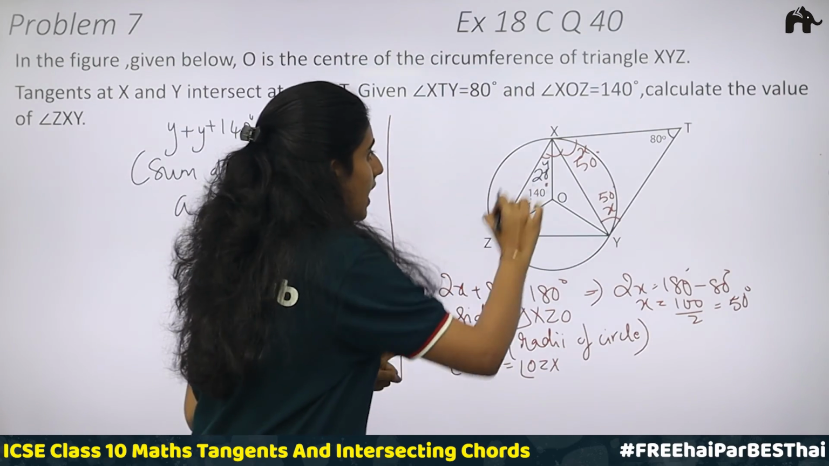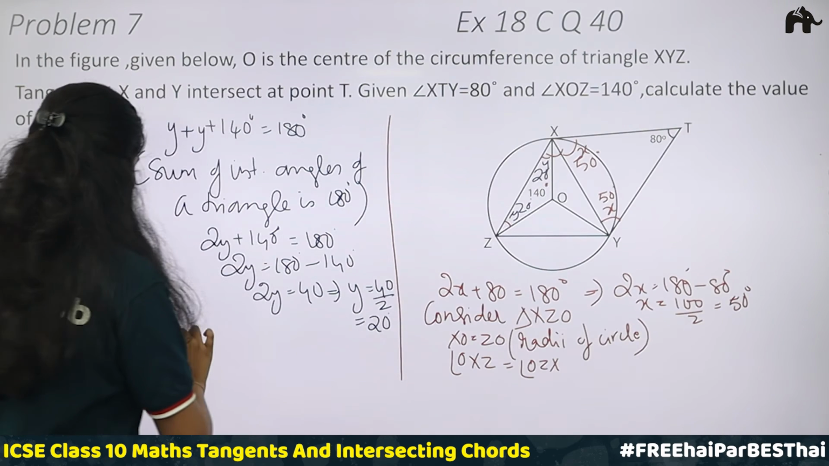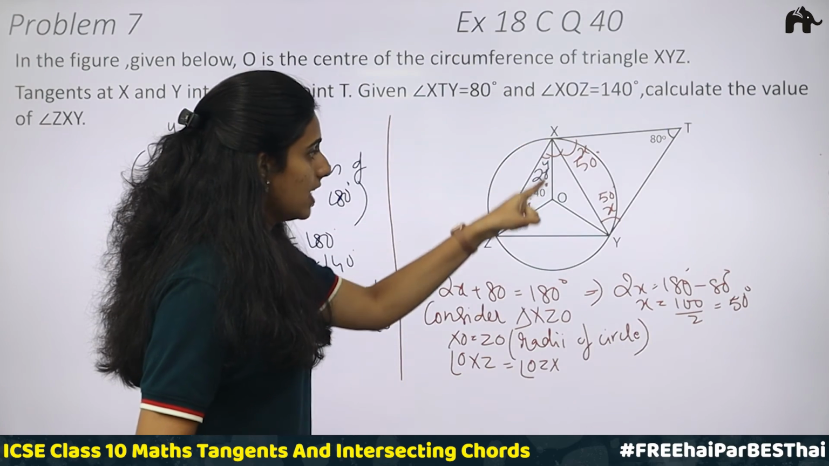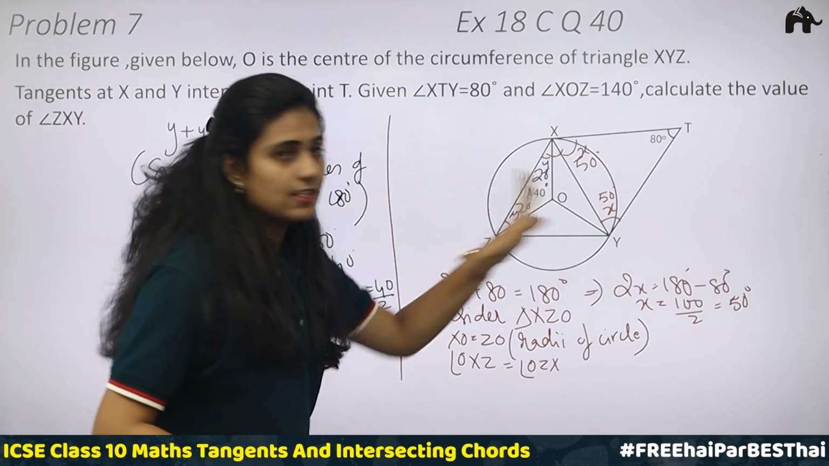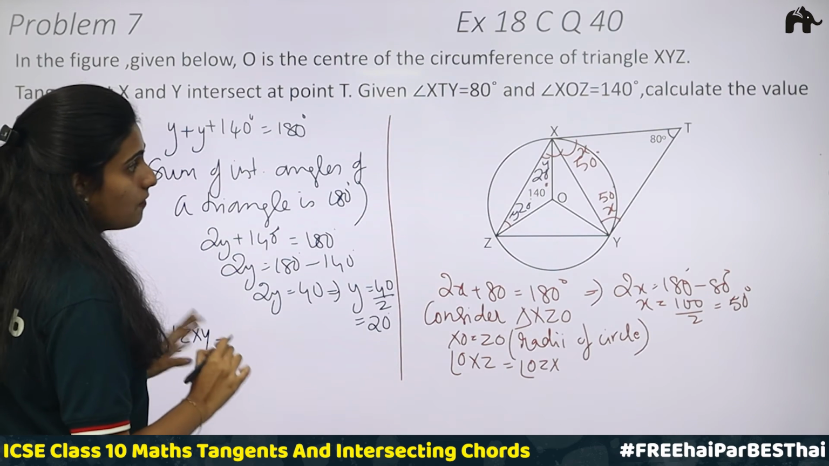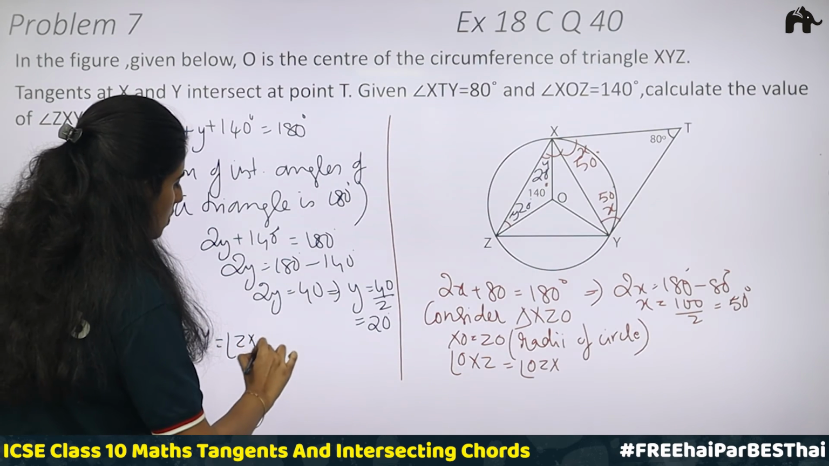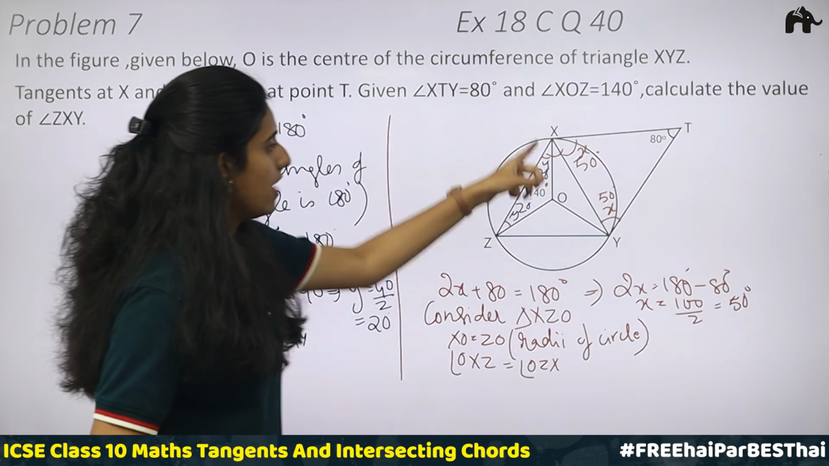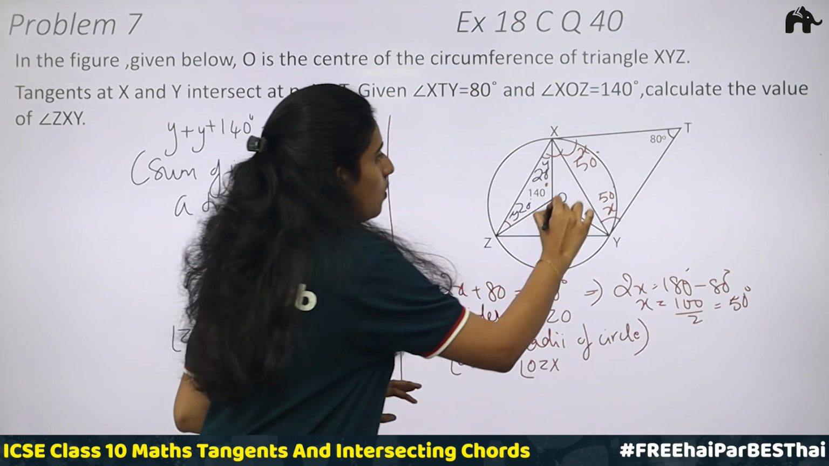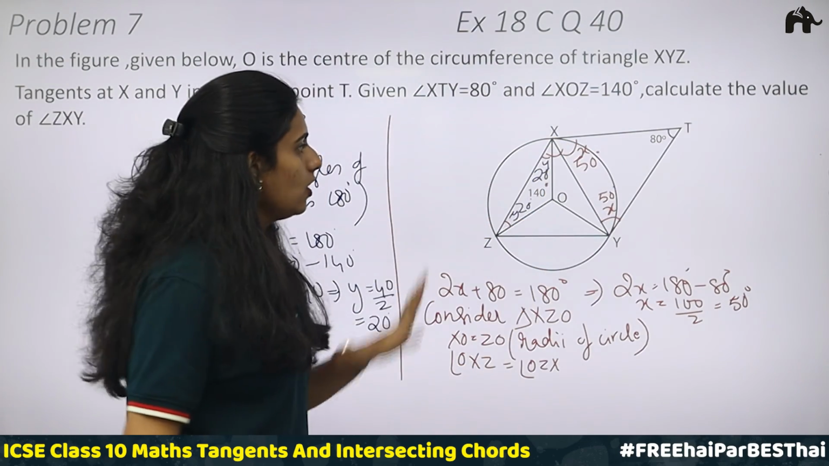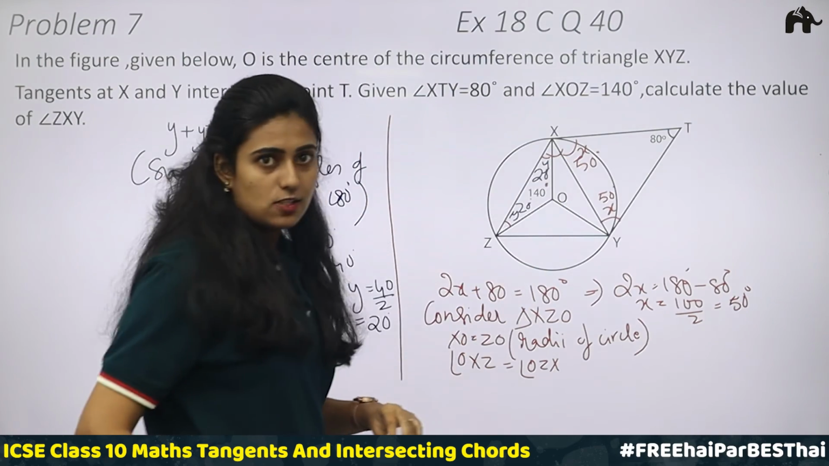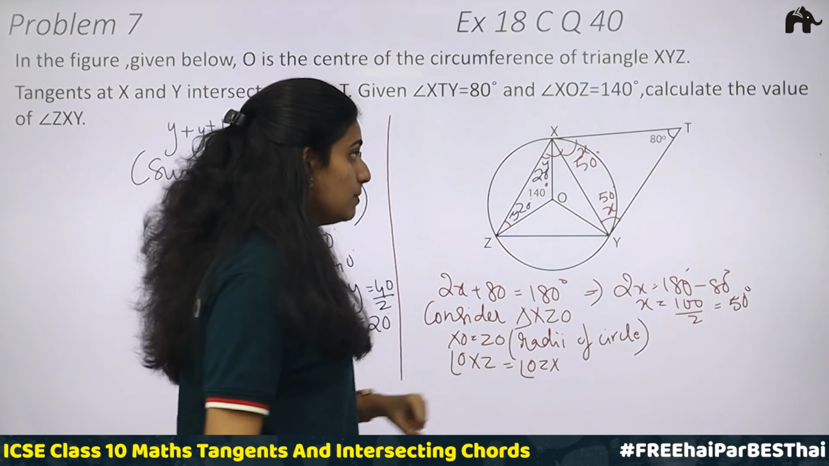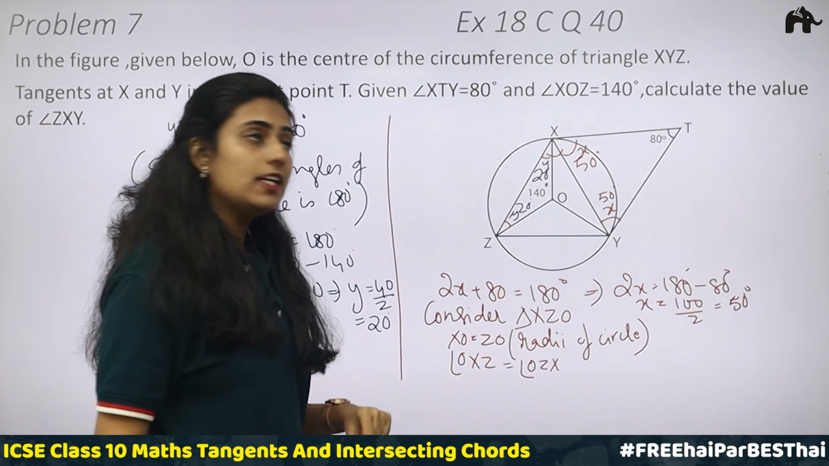Now we have to find ZXY, right? To find ZXY, we need two angles, that is ZXO and OXY. ZXY will be angle ZXO plus angle OXY. ZXO we have determined, which is 20 degrees. Now how to find OXY? To find OXY, here OX is the radius of the circle and XT is the tangent. What is the angle between the radius and tangent? Angle between radius and tangent will be equal to 90 degrees.